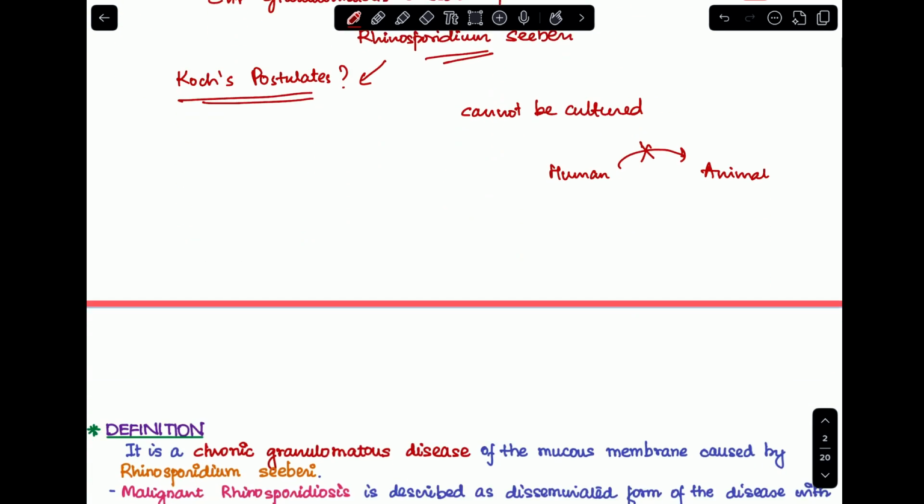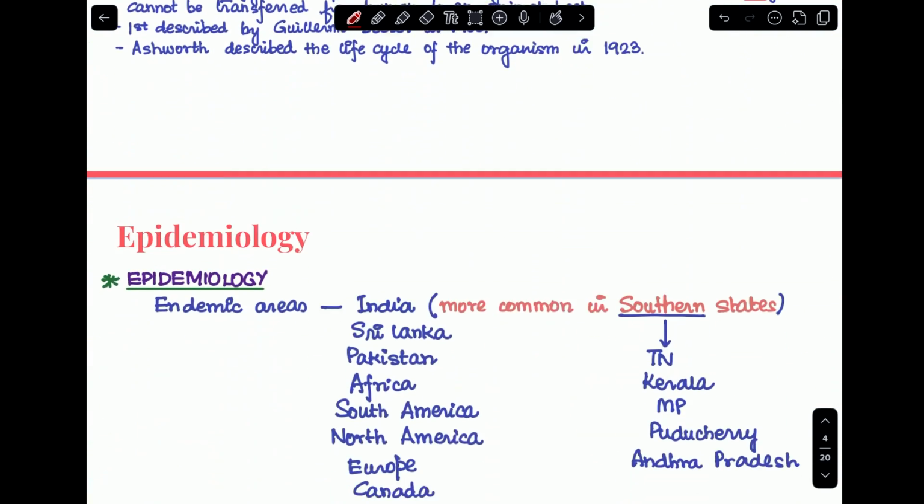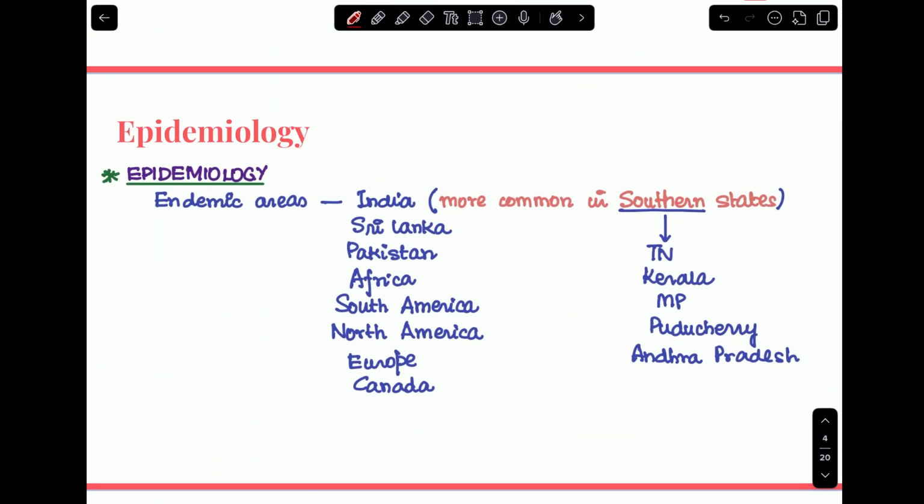Now let's move on to the epidemiology of the disease. This disease has been seen in India, more commonly in the southern states like Tamil Nadu, Kerala, MP, Puducherry, and Andhra Pradesh. And this reminds me, can you name a disease which is more common in the northern states? I've already taught about this disease in a couple of videos back, and this disease is known as rhinoscleroma. So, rhinoscleroma is very common in northern India, and rhinosporidiosis is very common in southern India.